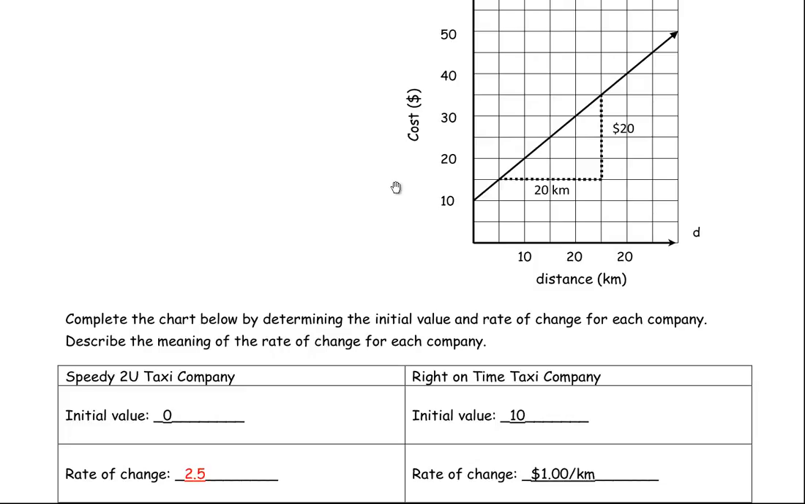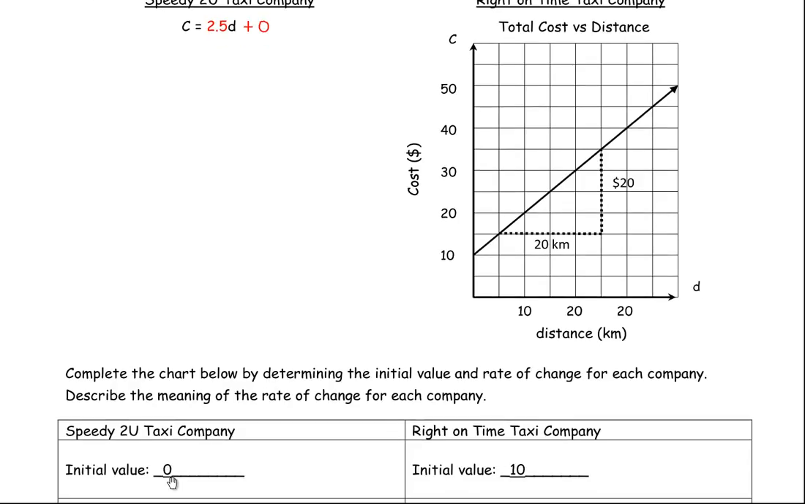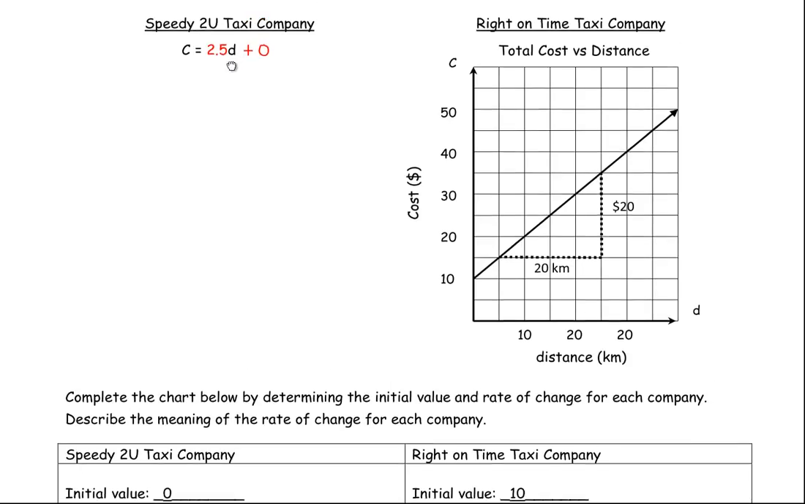So first of all, the initial value. The Speedy to U taxi company, C equals 2.5D, that's a direct variation, and I know it's a direct variation because there's no amount added or subtracted on the end. So since there's nothing here, it's really kind of like there's a plus 0. And so the fixed or initial cost for the Speedy to U taxi company would be 0. Now in 2.5D, D represents the distance in kilometers.